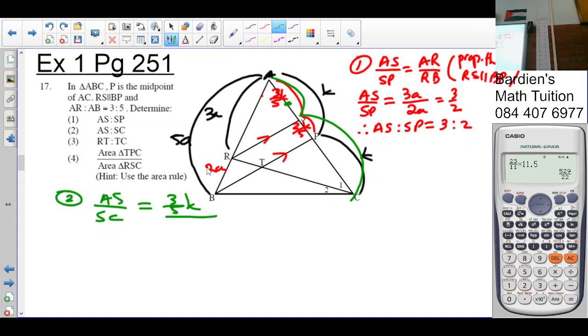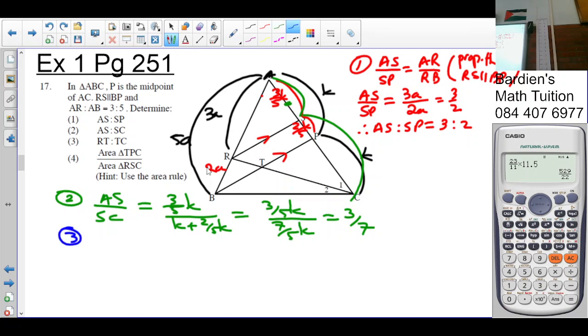And SC? What is SC in terms of K? K plus 2 over 5. So that's K plus 2 over 5K. You see that, people? Which is 3 over 5K over, that's 7 over 5K, which is 3 over 7. Let's check if that's correct.